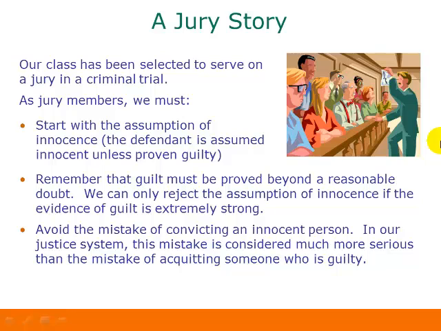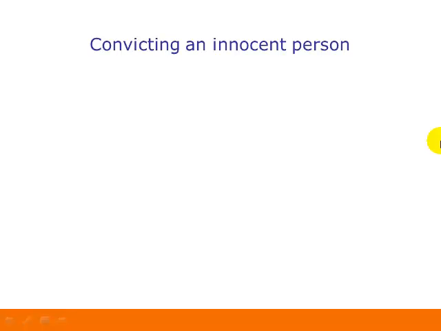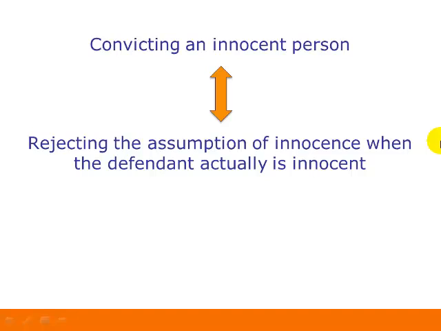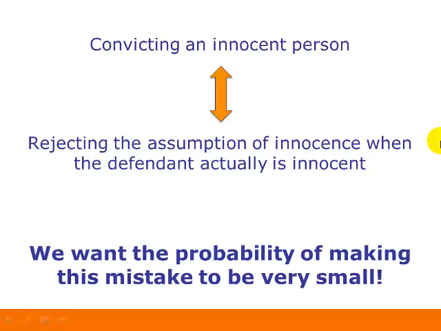Avoid the mistake of convicting an innocent person. In our justice system, this mistake is considered much more serious than the mistake of acquitting someone who is guilty. If we think about that last statement, convicting an innocent person is the same as rejecting the assumption of innocence when the defendant actually is innocent. We want the probability of making this mistake to be very small.